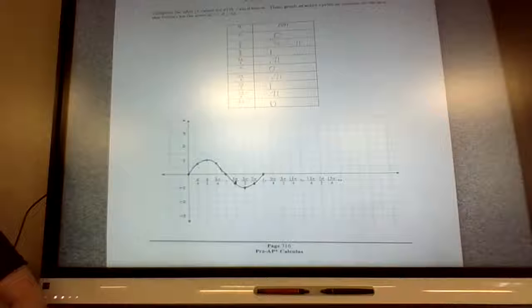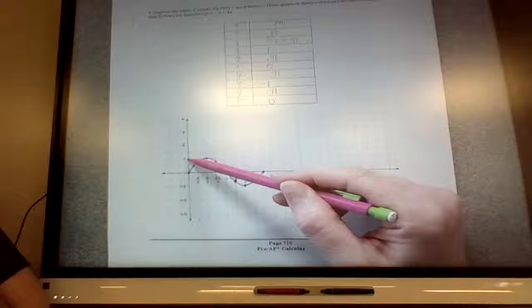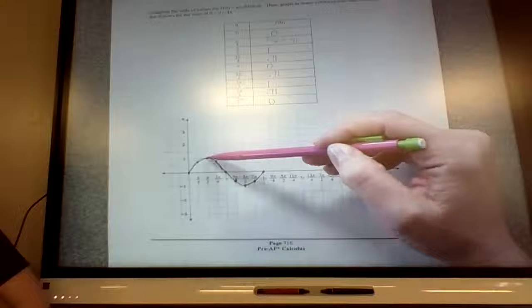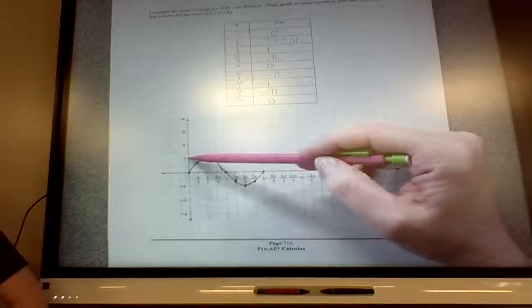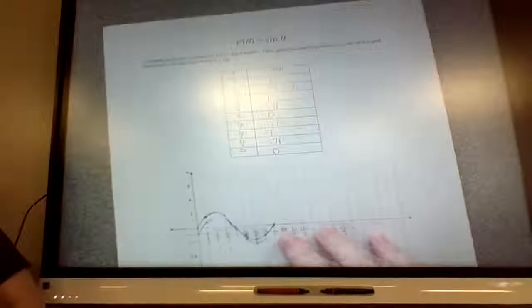Where's cosine going to start? Cosine's going to start at 1. So cosine's going to start here, and it's going to go down. So it's going to be like this, sort of shifted over a little bit, right? Okay. All right, good. Let's fill out this part.